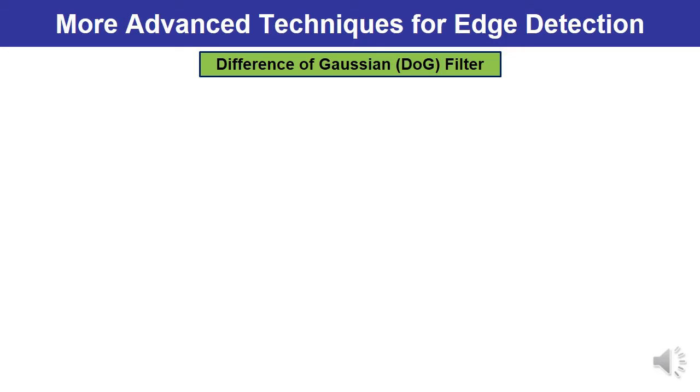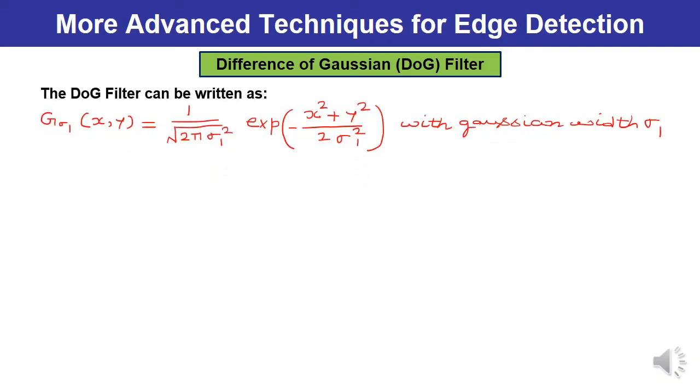Let us discuss another type of advanced technique for edge detection, which is the difference of Gaussian filter, the DOG filter. See, the LOG filter can be approximated by taking two differently sized Gaussians. So here the DOG filter can be written as, if we have taken first the Gaussian width of this particular term.